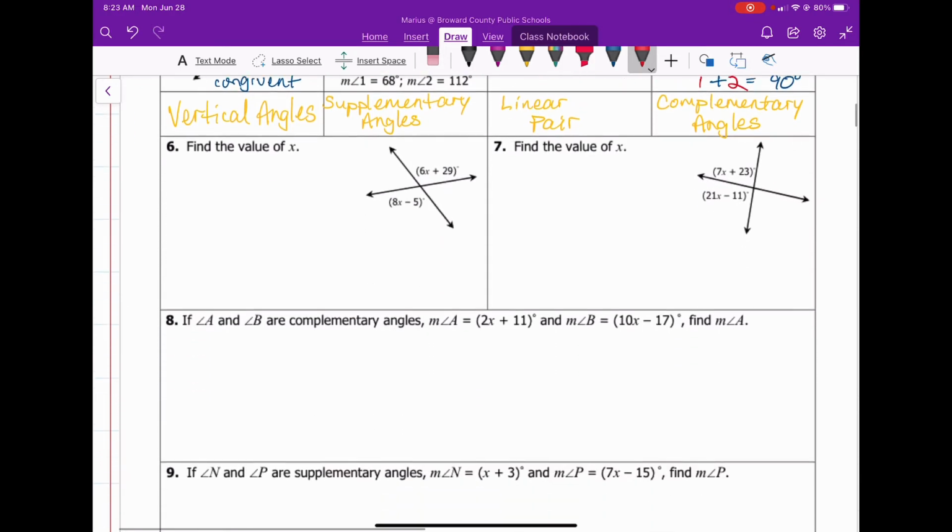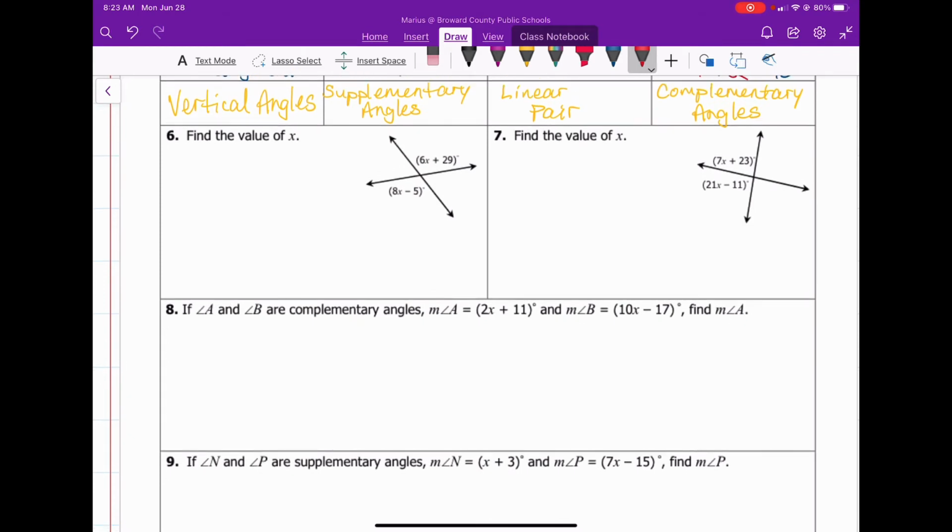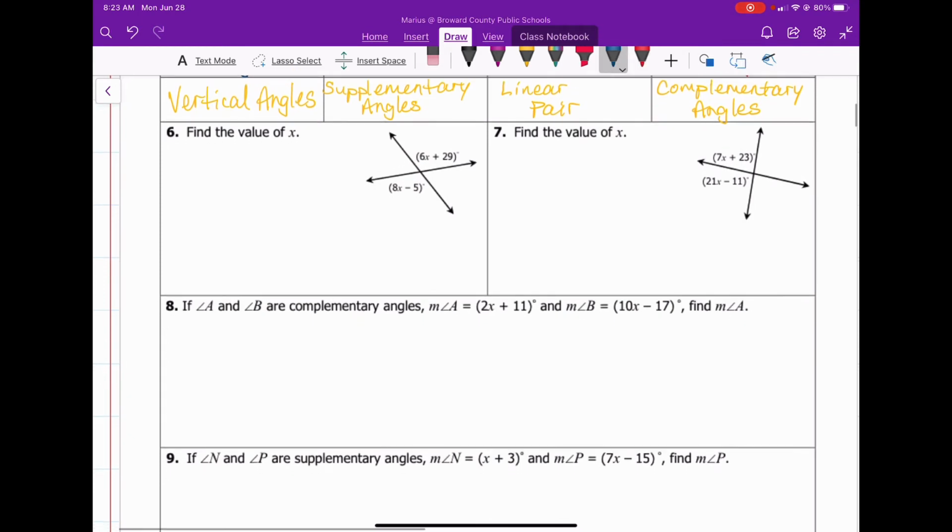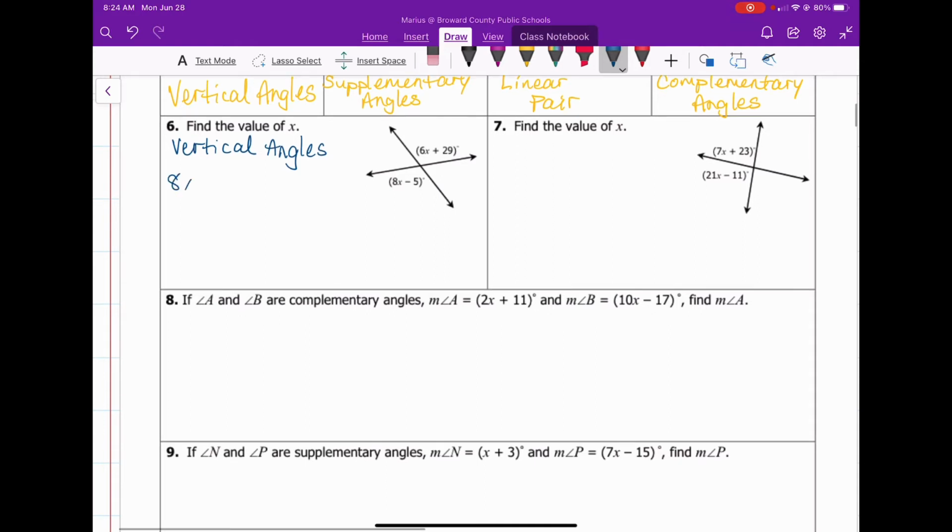So now that we've taken a look at those 4 diagrams, let's take a look at how to apply that information. Okay. So for number 6 here, the first thing we want to identify is that these are vertical angles. You want to identify the relationship. So vertical angles, which means that they're equal to each other. So 8x minus 5 is equal to 6x plus 29. So I'm going to subtract 6x from both sides, right? Because we're solving for x. That's going to give us 2x minus 5 equals 29.